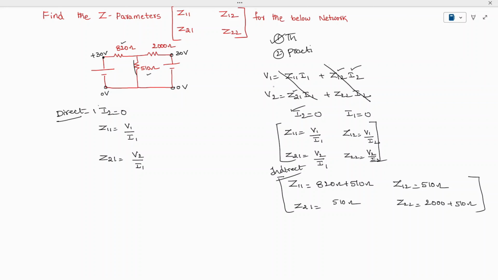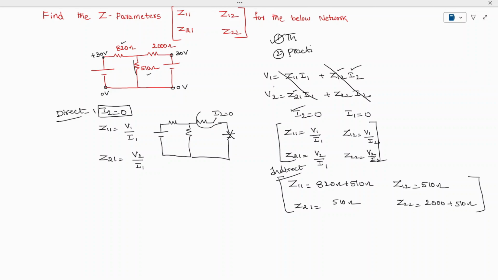Here it says that we have to make the output current 0. Let's see how to make the output current 0. The network will be resolved like this. We have a 30 volt source here, an 820 ohm resistor, a 510 ohm resistor, and here the 2000 ohm resistor is open. Whenever it is open, the voltage cannot be applied here, and the current I2 is equal to 0.